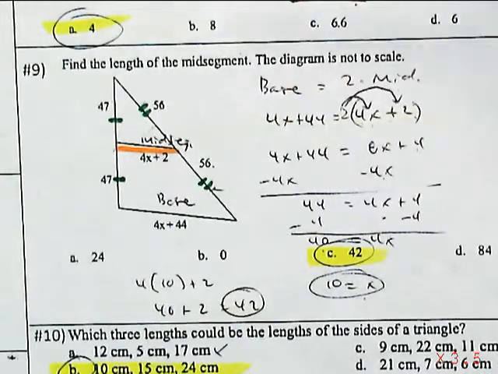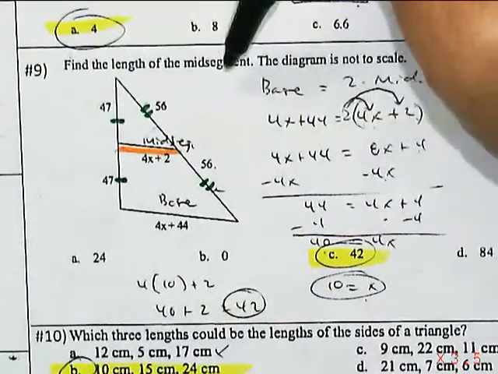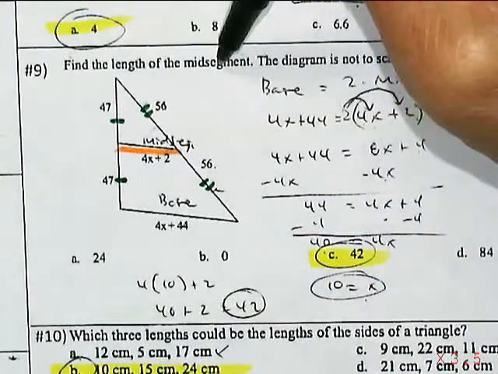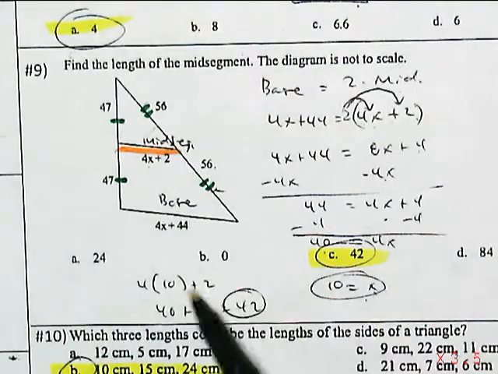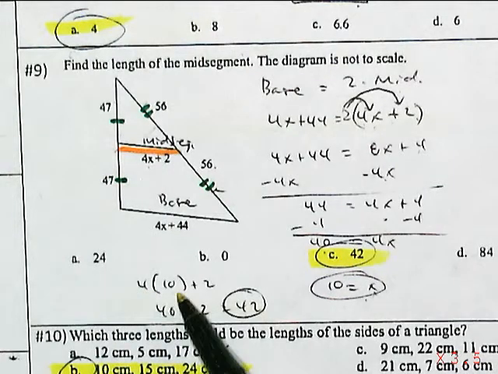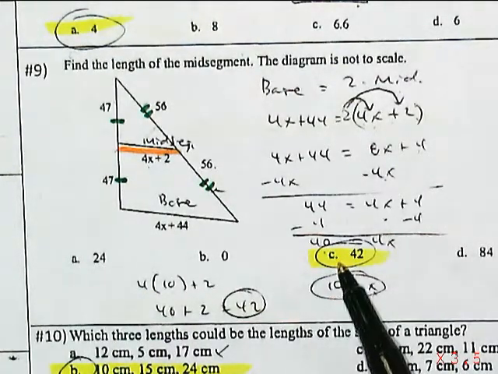Now in this problem, it doesn't say find the value of x. It says find the length of the midsegment. So I take x equals 10, and I put it into my midsegment. 4 times 10 plus 2 gives me 42. My answer is choice C.